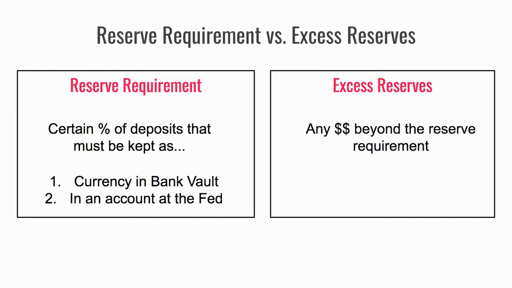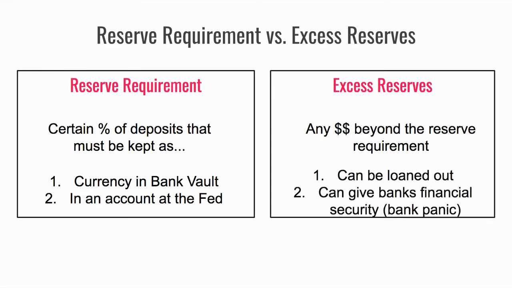Now, the excess reserves are just any money that's beyond the reserve requirement. What banks do with this money is they can then loan it out and hence create money. And if banks hold on to excess reserves and don't loan it out, it gives them financial security in case of a bank panic. So a bank can either loan out excess reserves or hold on to them to give it some financial security.